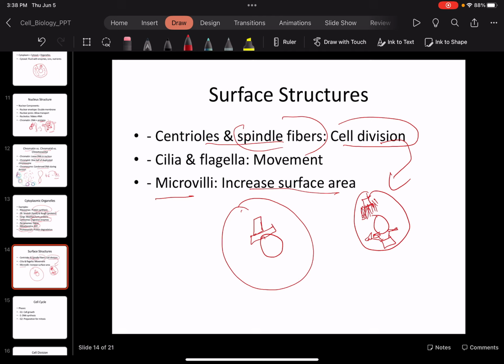Microvilli increase the surface area. Sometimes these cells have villi and microvilli, which are projections that increase the surface area of the cell structure. Think about it: without them the surface area is only this much, but with these projections you can increase the surface area. Mainly you see them where absorption happens, in digestive structures; those cells have these microvilli.